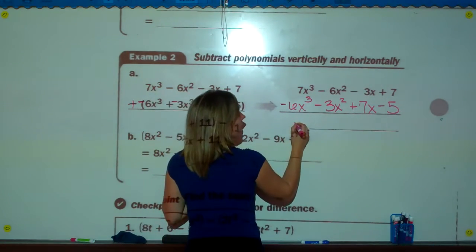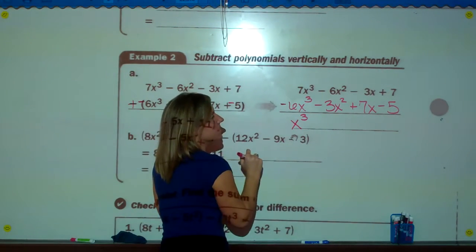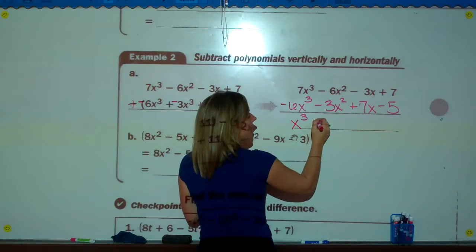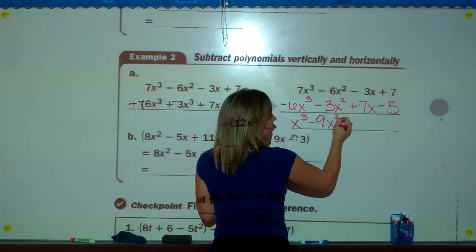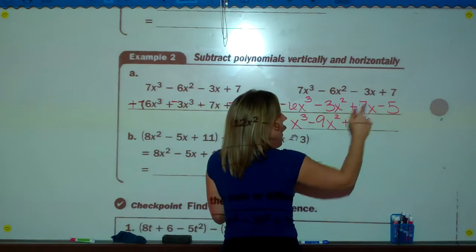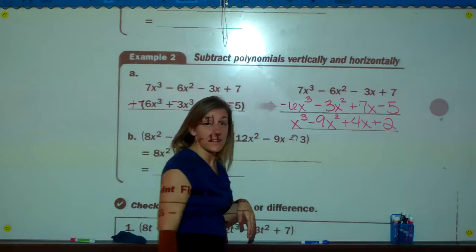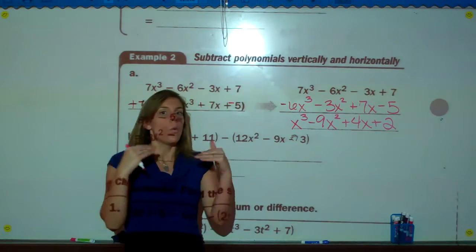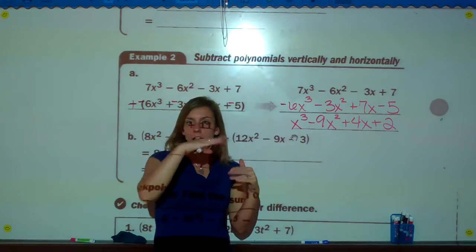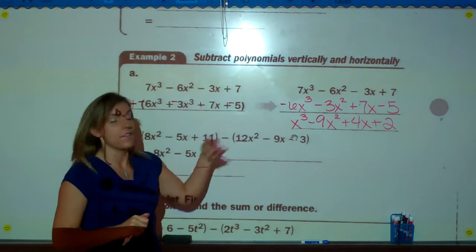7 and a negative 6 is 1. So you can just write x cubed. 1x cubed is the same thing. Negative 6 plus negative 3 is negative 9. Negative 3 plus 7 is a positive 4x. And a positive 7 and a negative 5 is a positive 2. So just like the addition, once it's set up, you just combine them with their positives and negatives, make sure it's the like terms, and then that one's done.